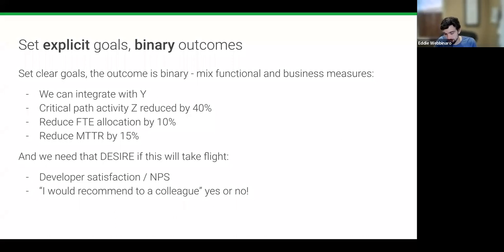Ultimately, I said we're not going to get a list of requirements from all of our stakeholders, but we do want to have a very clear outcome. Did we win or not? And so it is important we have explicit goals with a binary outcome. Some common goals: we'll see a mix of functional and business measures. So sure, can we do functional stuff? We can integrate with X, Y, and Z. Yes, we can achieve that, right?